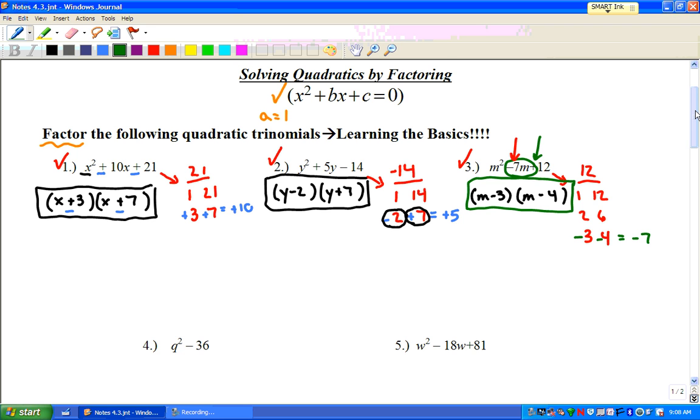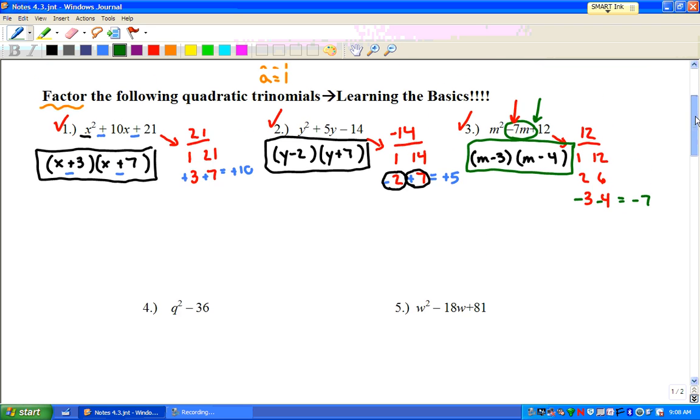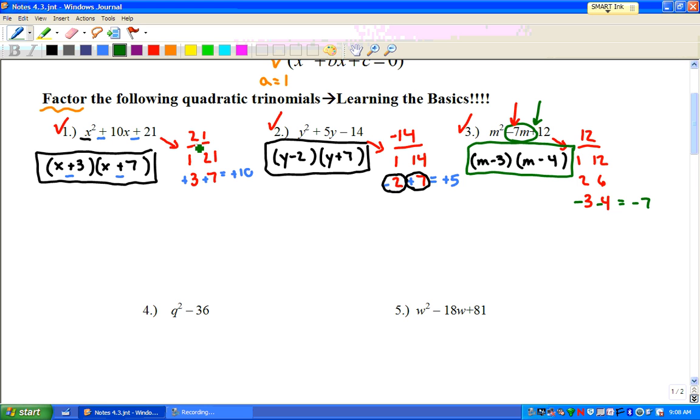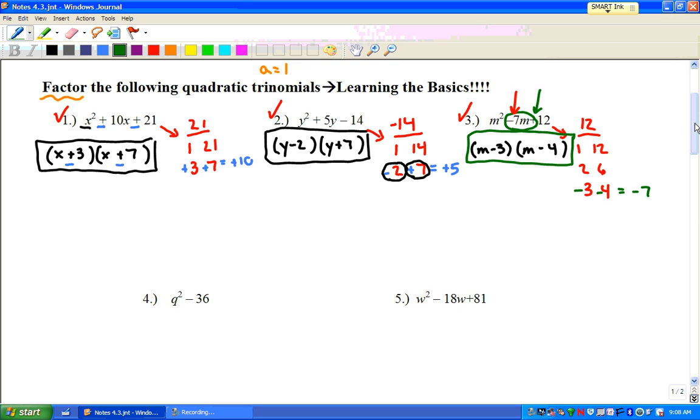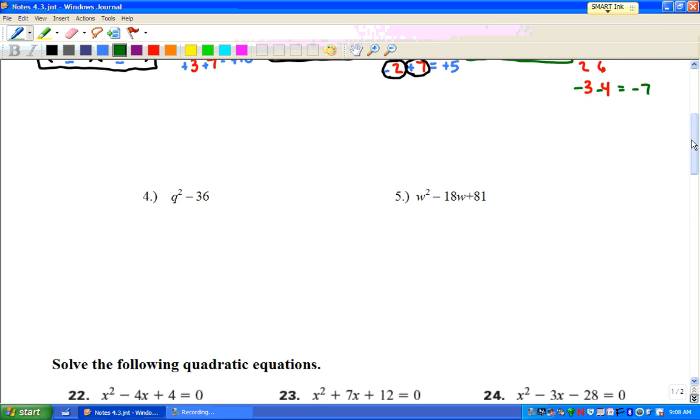Okay? That's the way that I like to do it, guys. I like to take that c term out and go ahead and write in the factors. Some people will show you some tricks, a box or a factor fish or whatever they do, but I think just getting down to the basics, guys, of knowing your multiplication facts is the best way to do it. So, all right, this one right here, number 4, q squared minus 36.